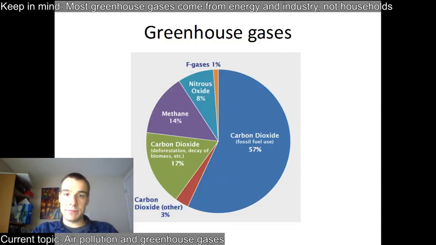It's not good. Here's greenhouse gas emissions by sector. These are the greenhouse gases themselves. So this is something else I want to talk about. There are different greenhouse gases. Carbon dioxide is most of it.